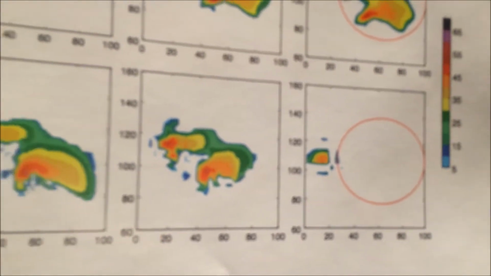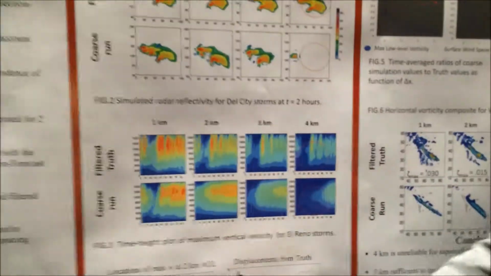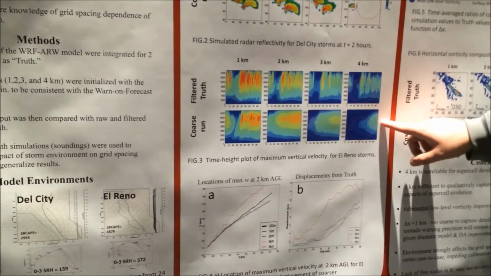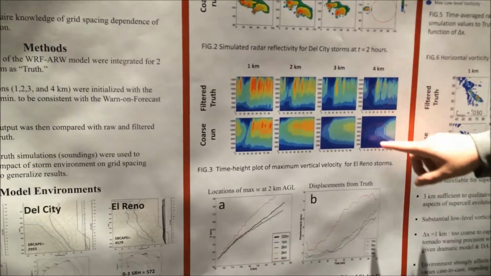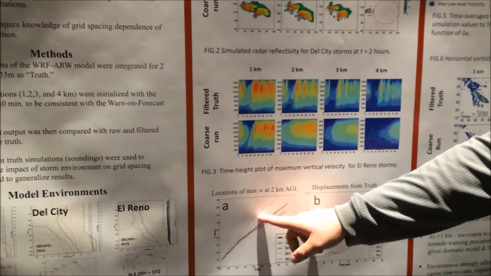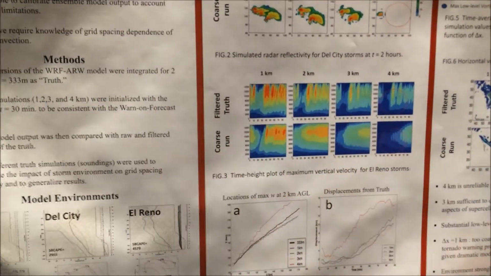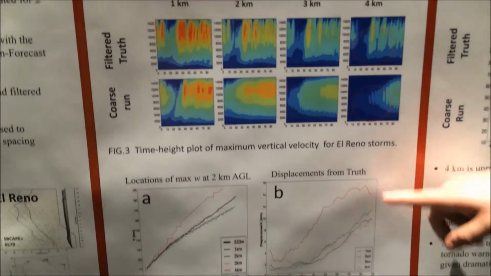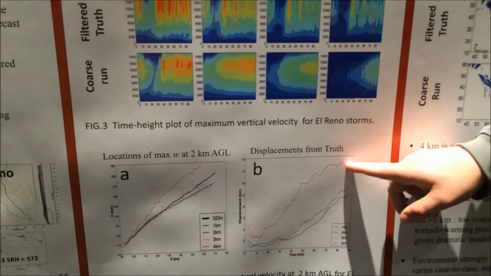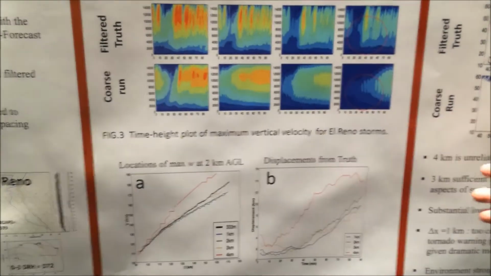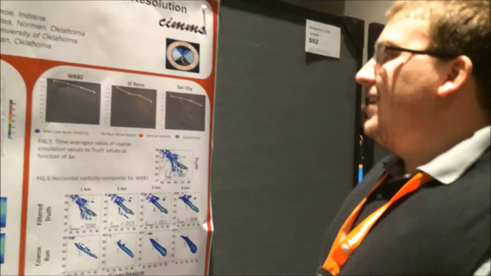We found, interestingly enough, in the El Reno case, the 4 kilometer didn't spin up fast enough. And due to the fact that it took so long to spin up, it caused the storm not to move as far right. And you can see that after about 70 minutes, the 4 kilometer storms are 14 to 15 kilometers displaced from the truth. That's no good if you're trying to give somebody a forecast.